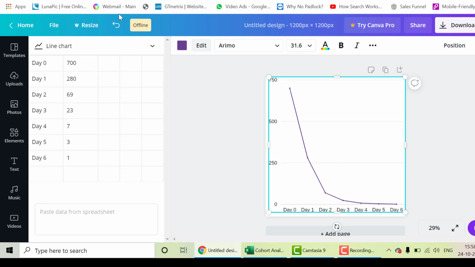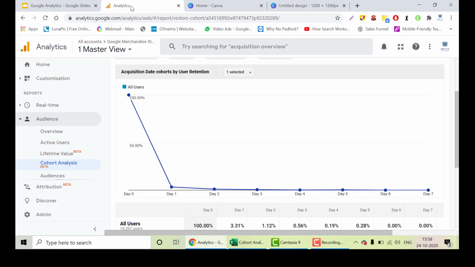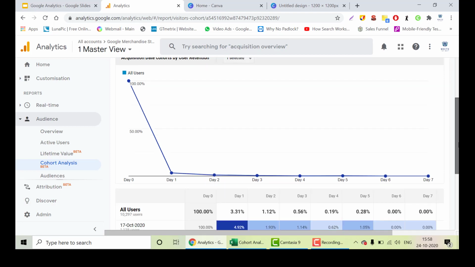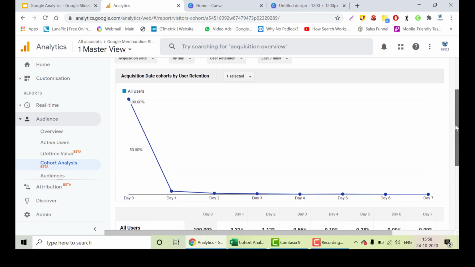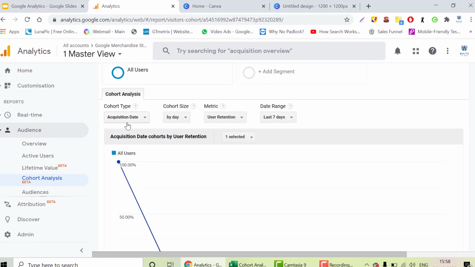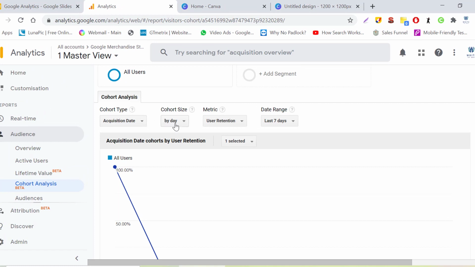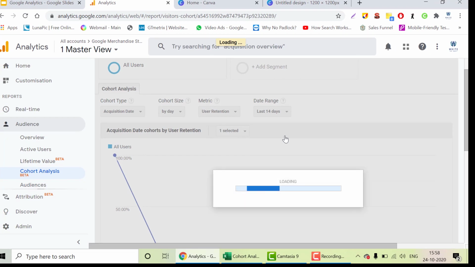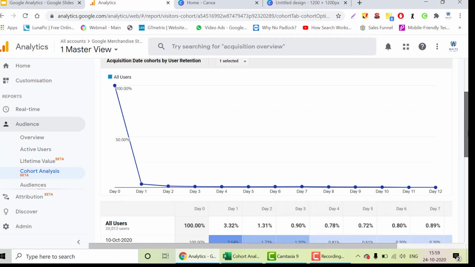Now let's move on to the analytics screen once again, and you can see it is the very same graph that is being presented over here. Cohort type is acquisition date, as you can see. Cohort size is by day. Metric is user retention, of course, because we are trying to analyze the user retention, and the date range is 7 days. In case you wish to change it, you can change it to last 14 days. So if I change it to last 14 days, this is how the cohort looks.